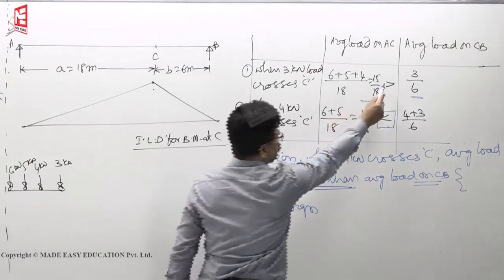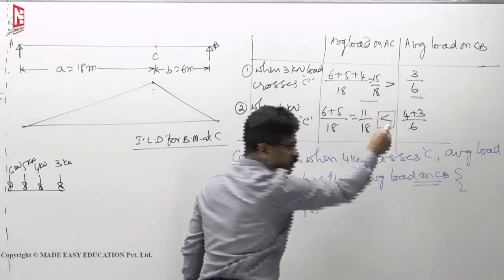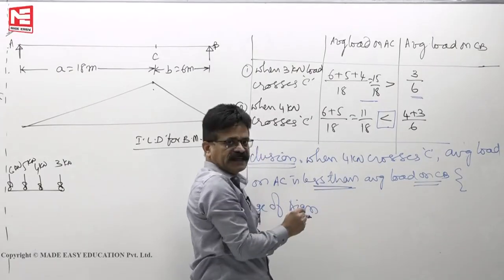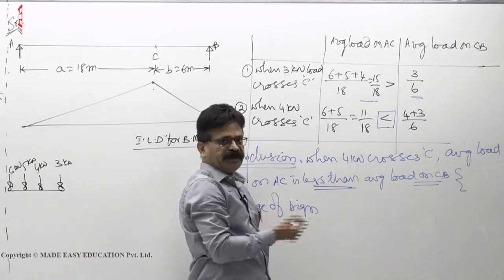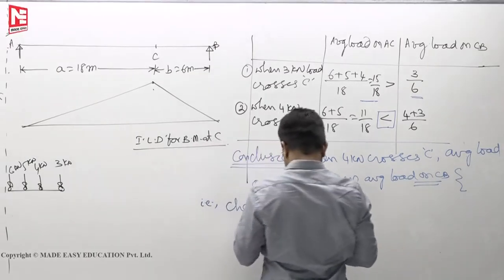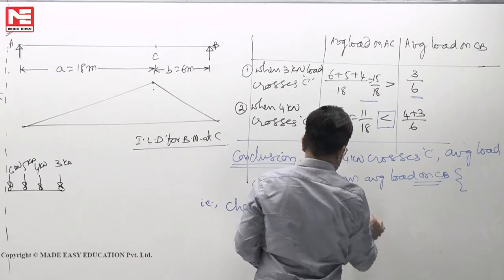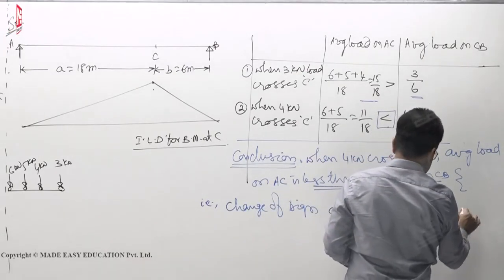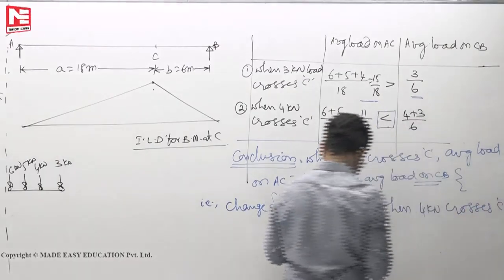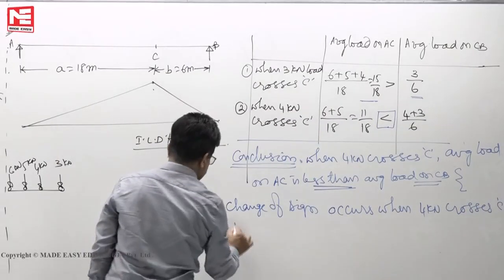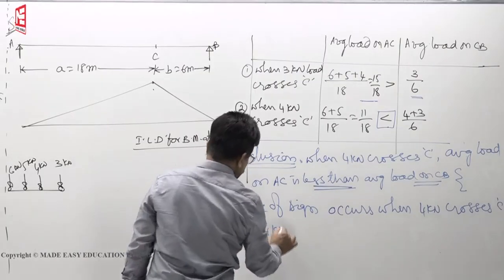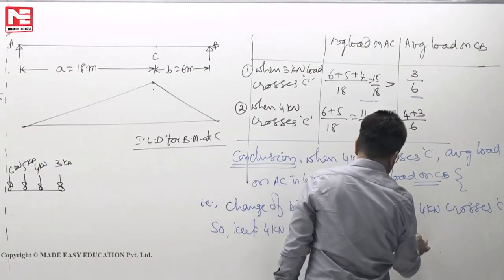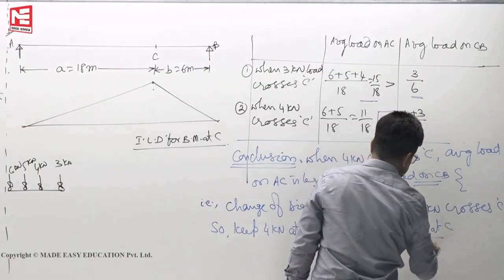Change of sign means greater than symbol to equal symbol is change of sign, or less than is also change of sign. So, wherever change of sign happens, you will get maximum bending moment at that point. That is, change of sign occurs when 4 kilonewton crosses C. So, keep 4 kilonewton at C to get maximum bending moment at C.